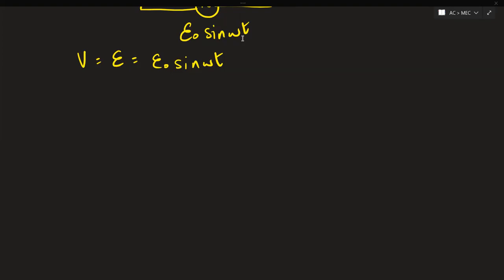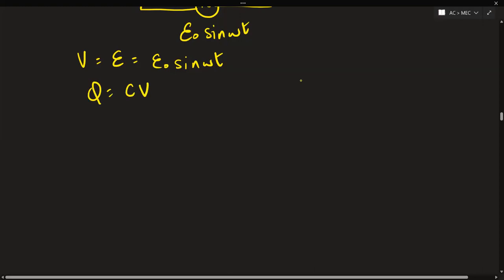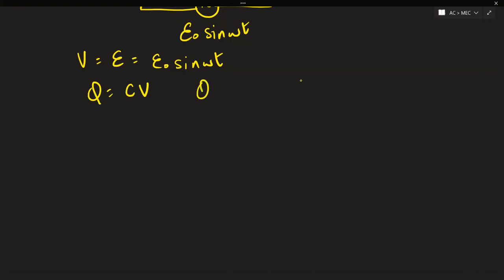So can anyone answer? What's the relation between charge, potential, and capacitance? Charge equals CV. Exactly. Q is equal to CV. This is the formula. From here, if V is E naught sine omega t, charge will be equal to C E naught sine omega t. So V is this, Q is this.